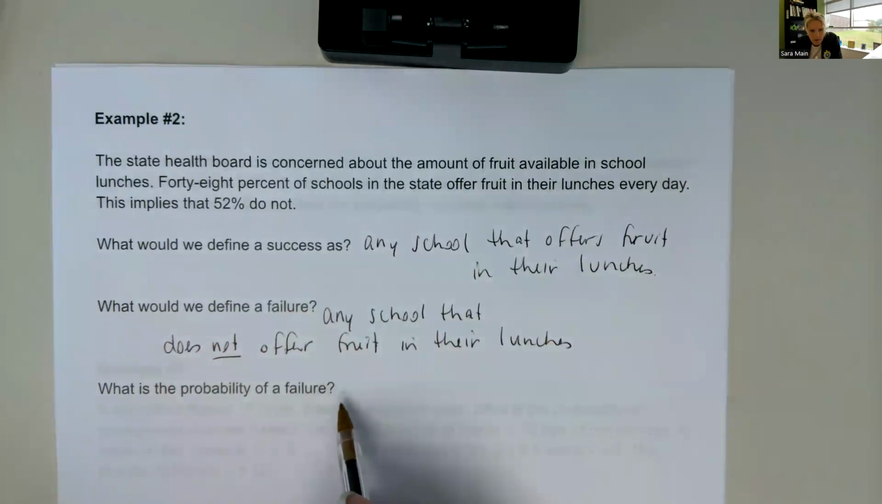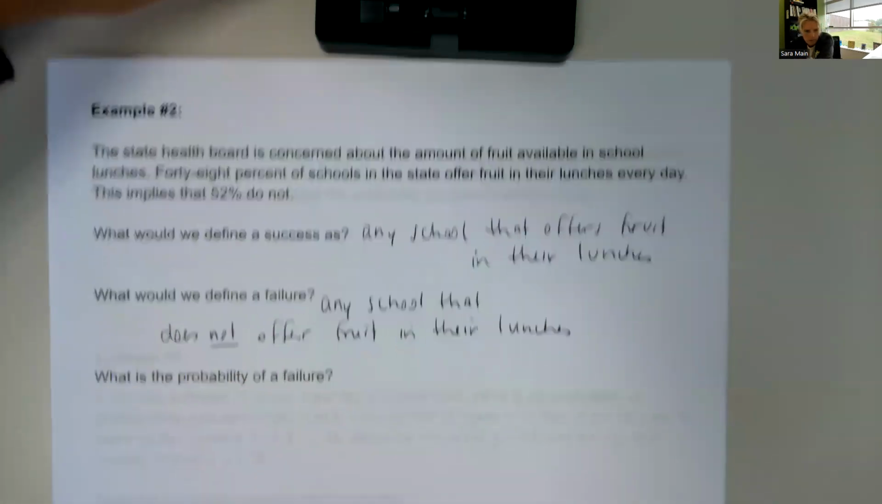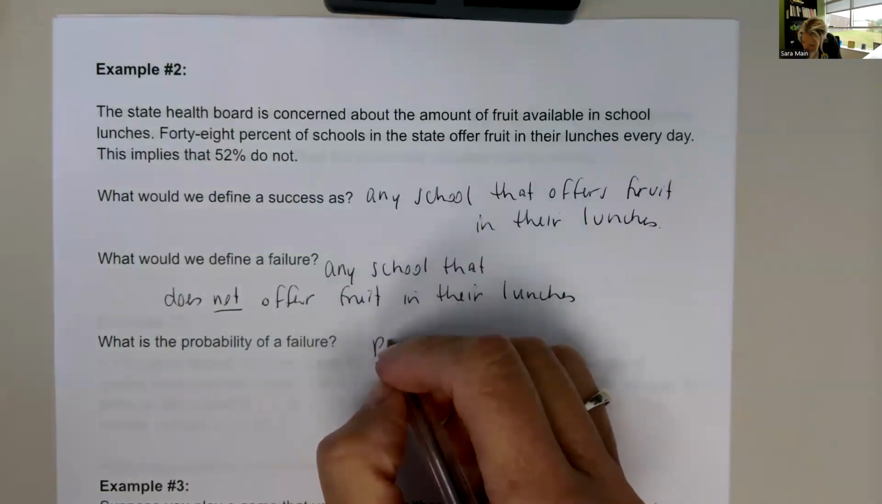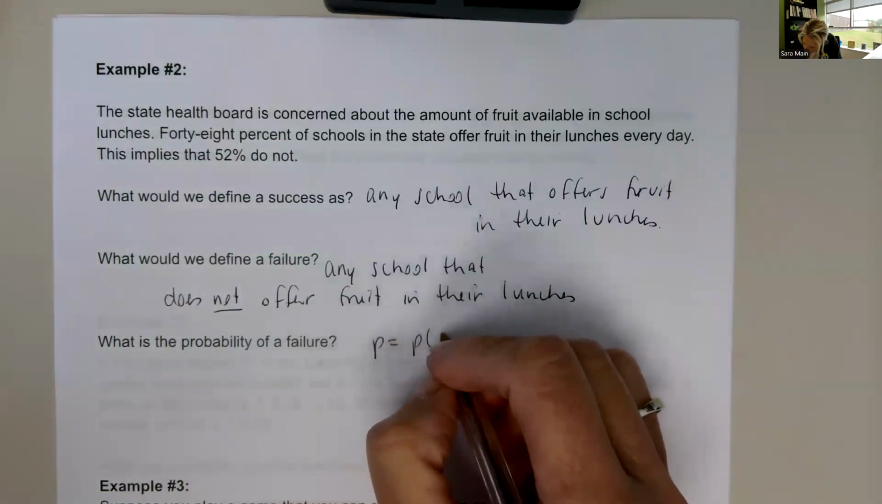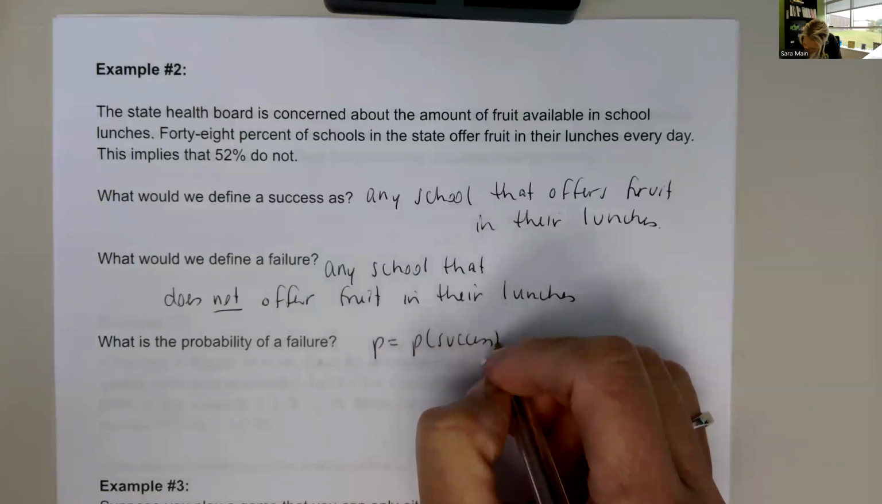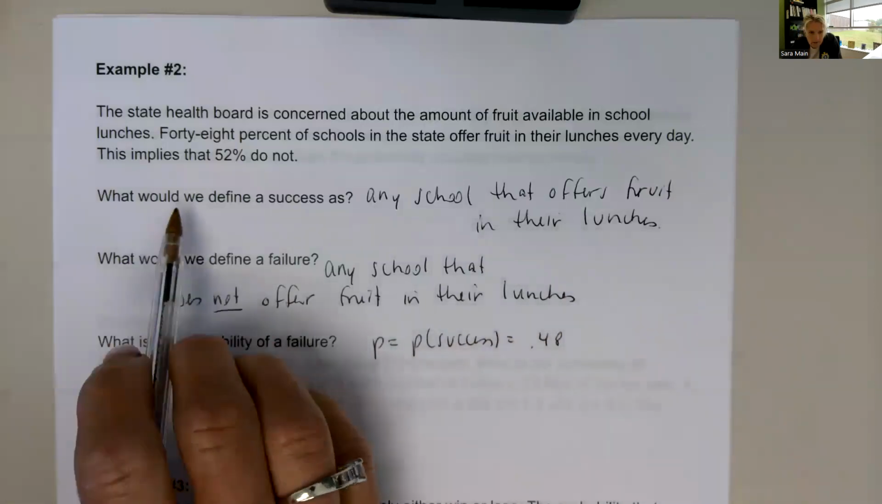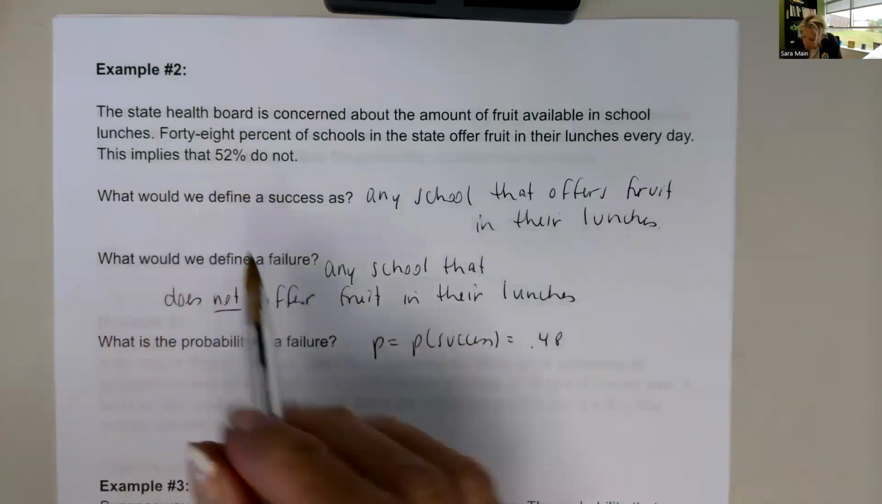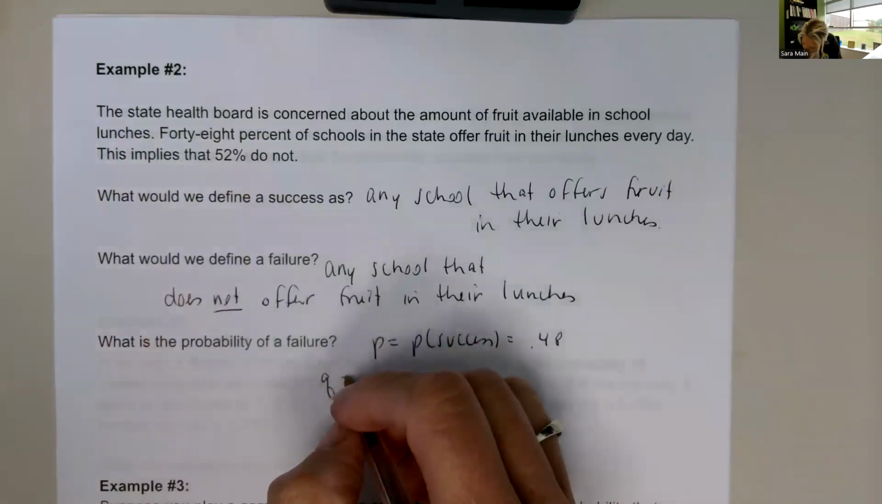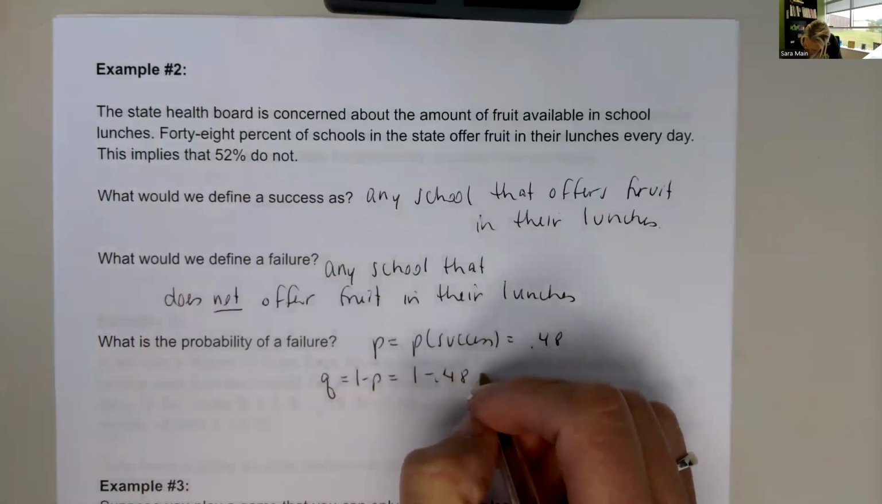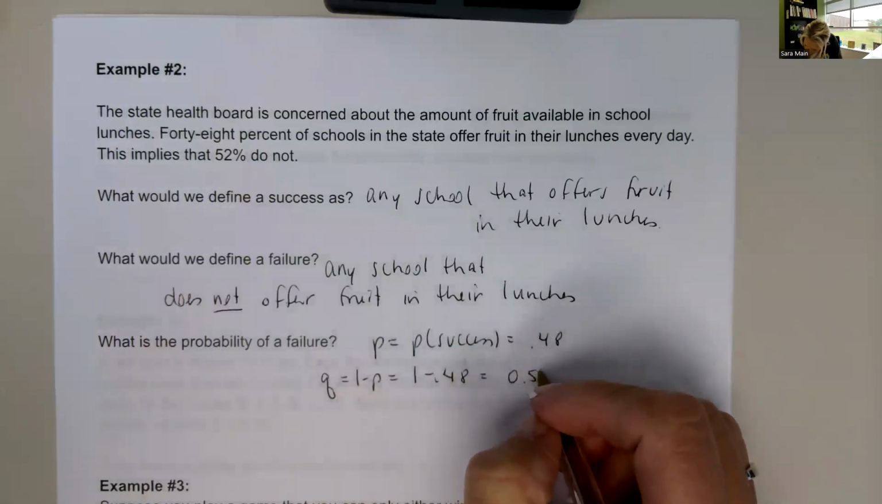What is the probability of failure? So P is the probability of success, and we said that that was 0.48. And then they said that this implies that 52% do not. And that's because Q is equal to 1 minus P. So 1 minus 0.48 is 0.52.